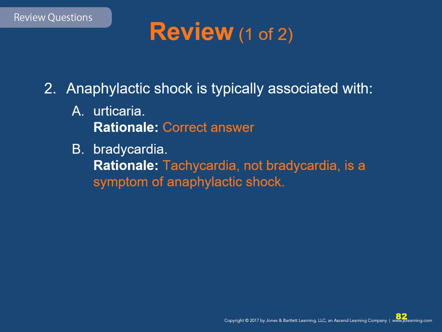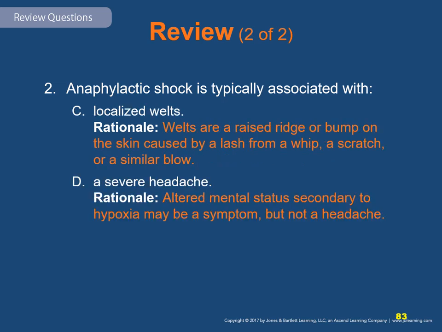Anaphylactic shock is typically associated with A, urticaria or hives, which is the correct answer. B, bradycardia, which is a slow heart rate, is not associated with anaphylactic shock. Tachycardia is. C, localized welts. Welts are raised, ridged bumps on the skin caused by a lash from a whip or scratch or similar blow. Not associated with anaphylactic shock. D, a severe headache. Altered mental status secondary to hypoxia may be a symptom, but not a headache.